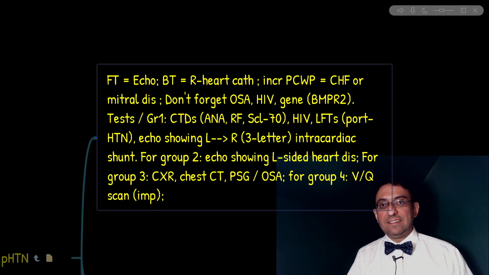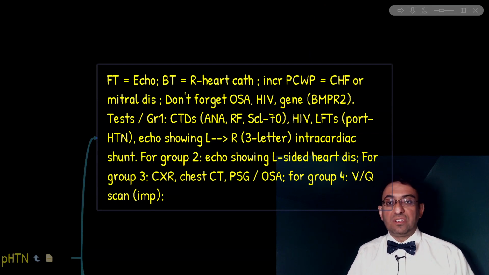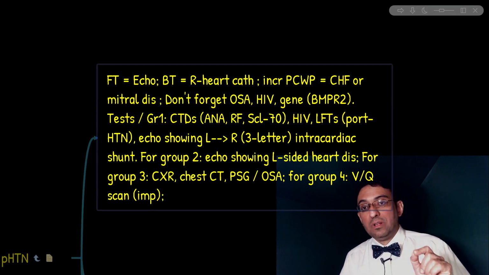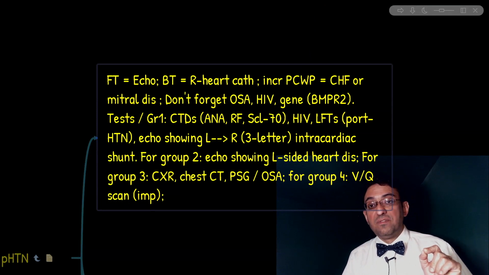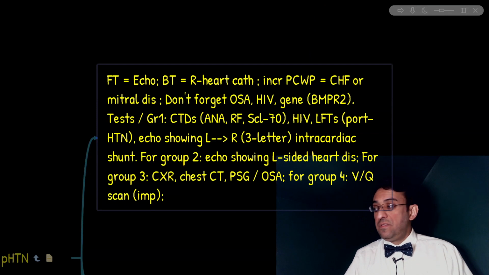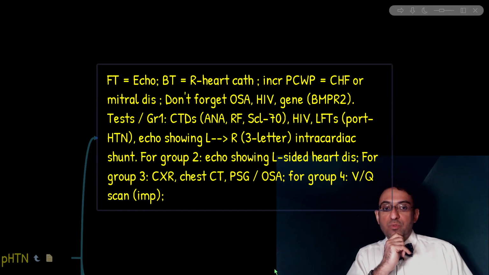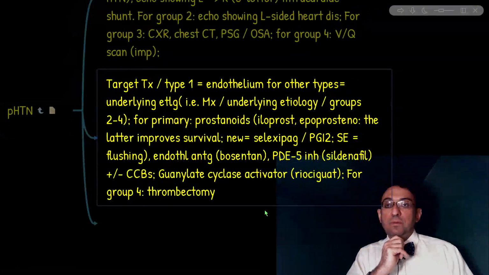For the third category, or lung disease, we order chest x-ray and if needed CT. For category 4, which is chronic pulmonary embolism, we order a ventilation perfusion scan. If none of these come back positive, again the patient belongs to group 1, a subcategory of group 1 which is called idiopathic. Okay, now moving to the treatment for pulmonary hypertension.